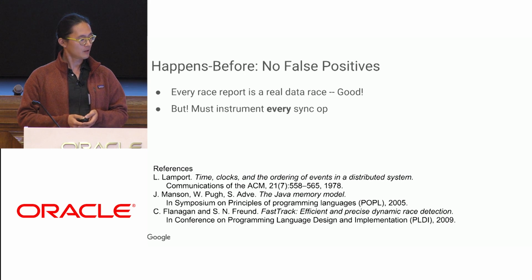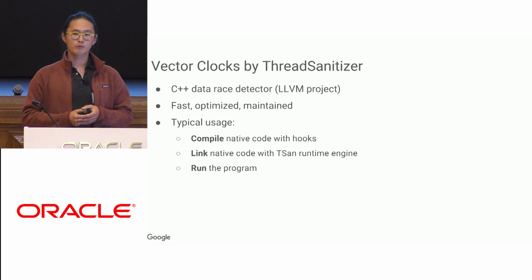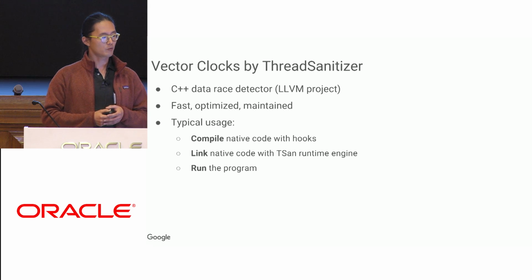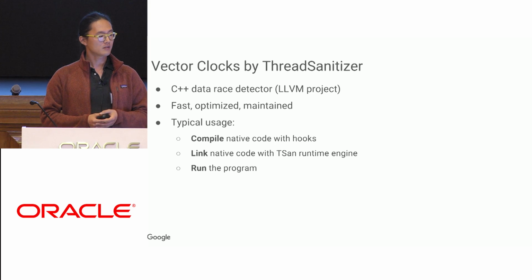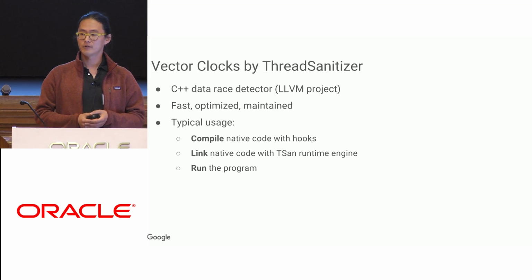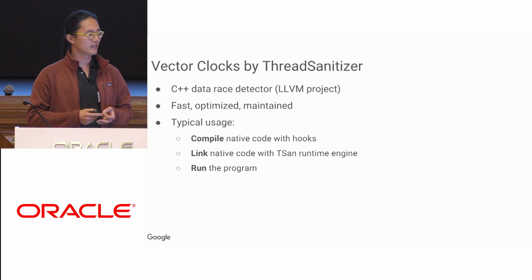All right, here are standard references you can go read if you want to learn more. We didn't go out and reinvent or re-implement vector clocks. Instead, we took vector clocks that were already implemented by ThreadSanitizer. This is a C++ data race detector from the LLVM project. It's fast, it's optimized, it's maintained.